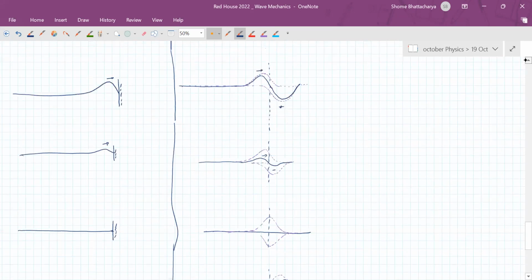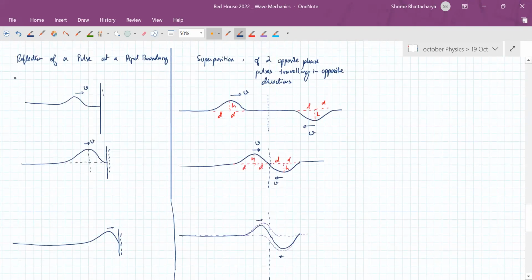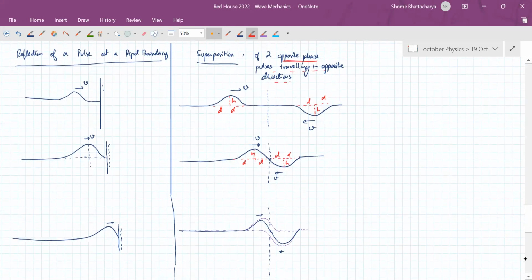Okay, so you can see the comparison of reflection at a rigid boundary versus superposition of two opposite phase pulses traveling in the opposite direction. So when they superimpose at the symmetry point, half the string on one side is going to have the same sequence of shapes that the reflection of a single pulse from a rigid boundary is going to create, because the constraint is the same.